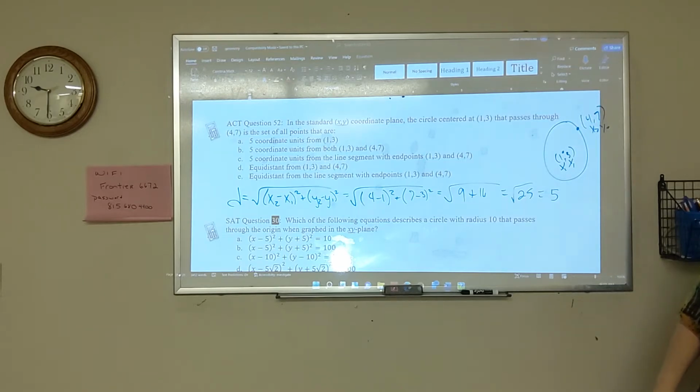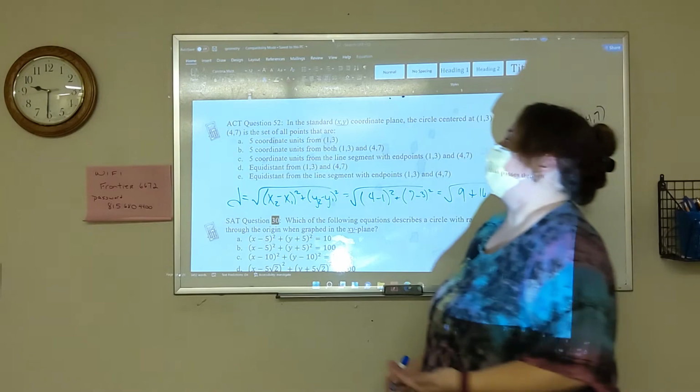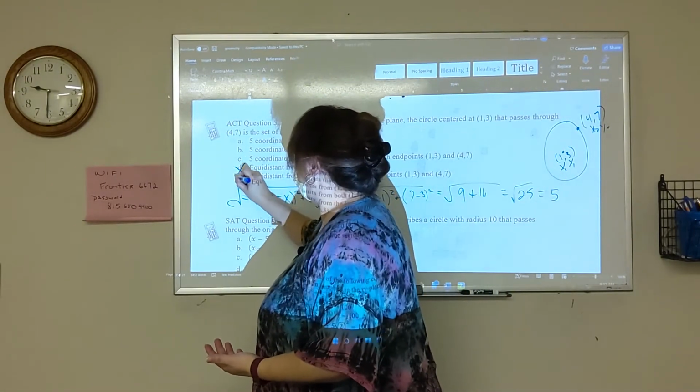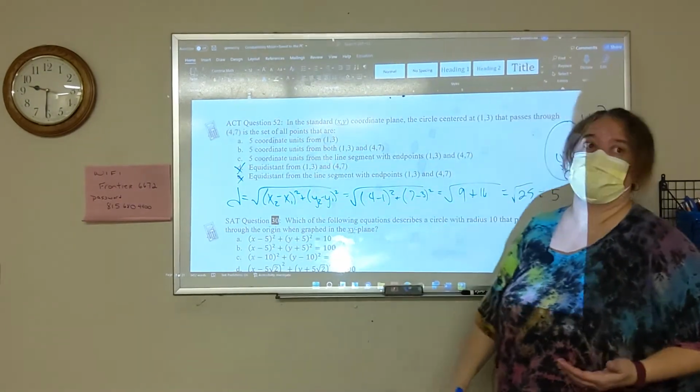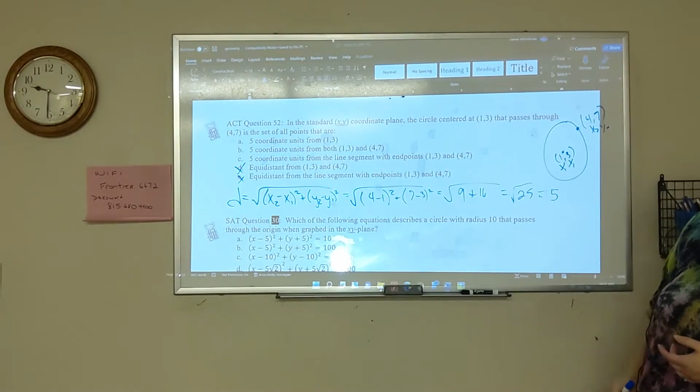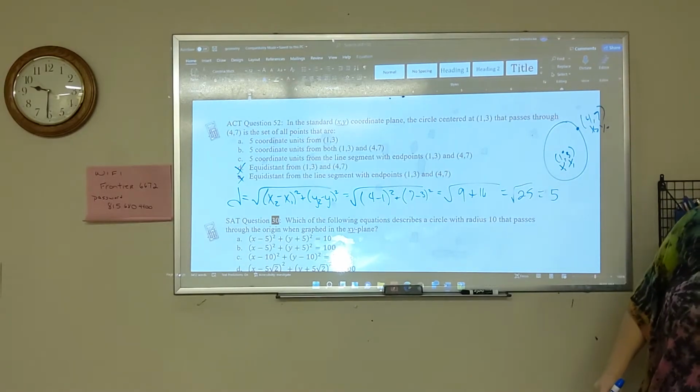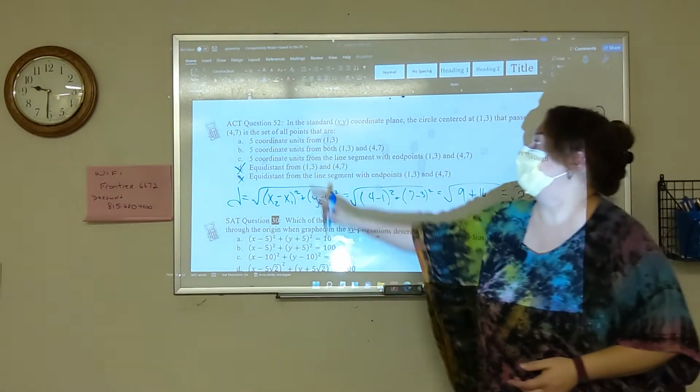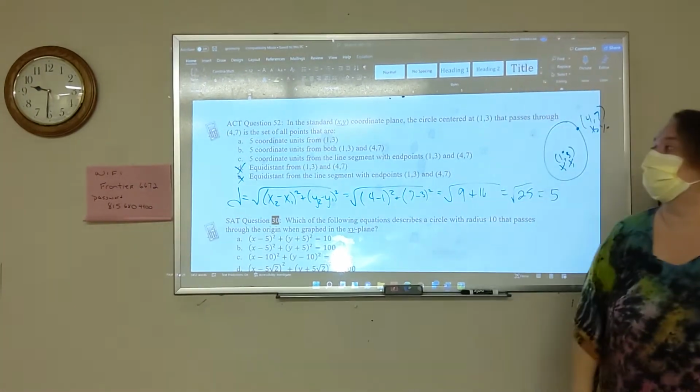The radius is a pretty important part of the circle. And again, this is the ACT. They're not going to screw with your brain. Put the number 5 on there and then not have it be the answer. The SAT would probably do that to you, but the ACT won't. So, A, B, and C.